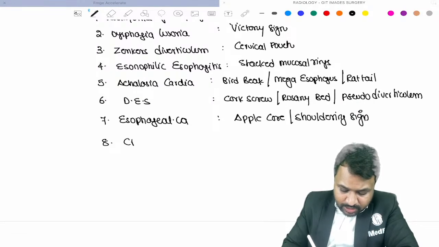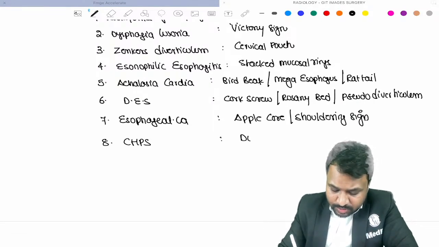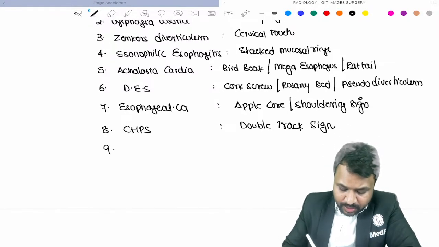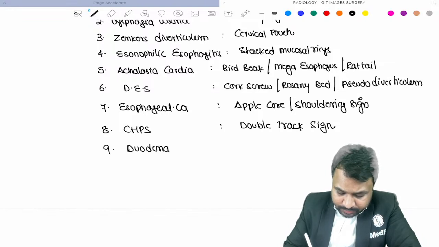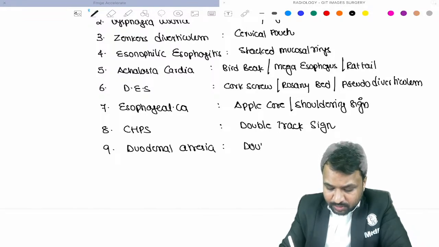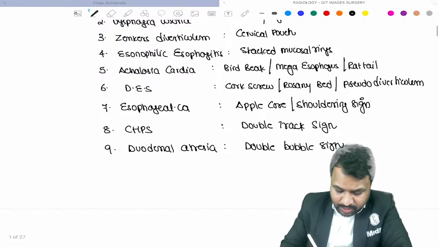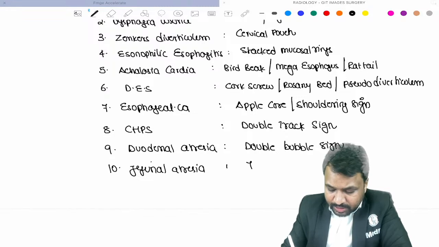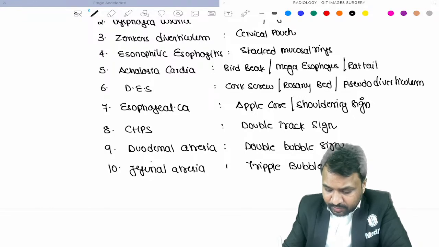In congenital hypertrophic pyloric stenosis, it is associated with the double track sign. In duodenal atresia, you have the double bubble sign. In jejunal atresia, there is the triple bubble sign.